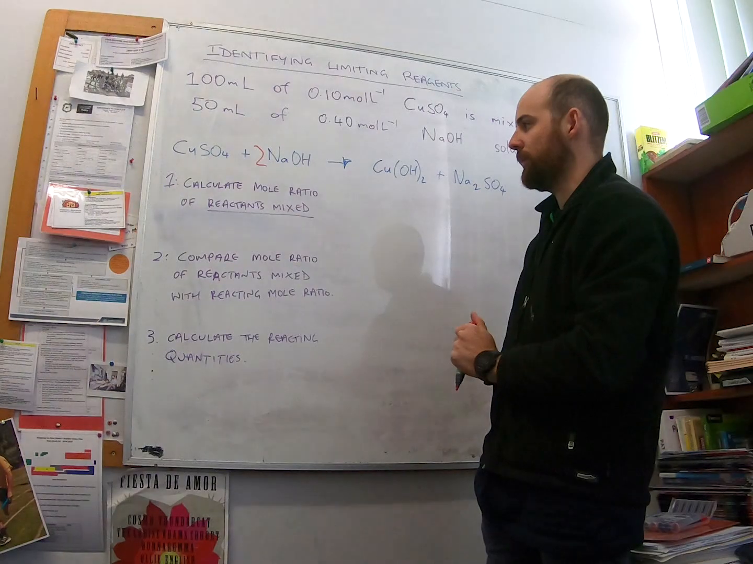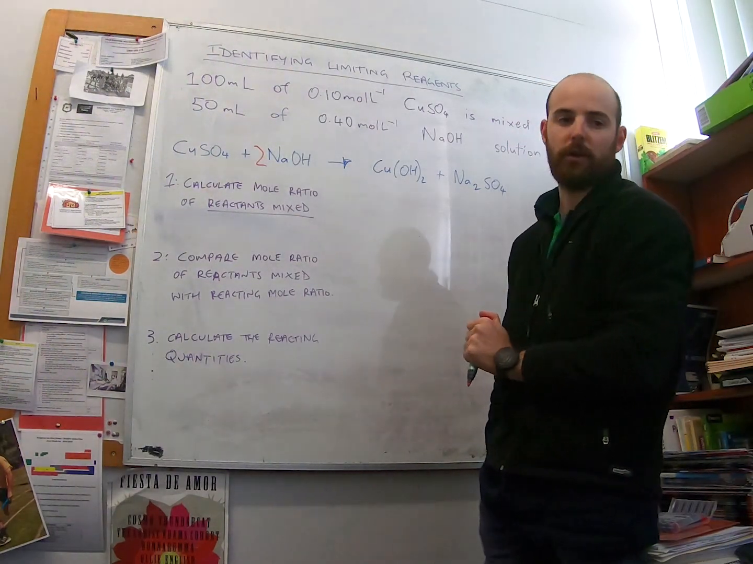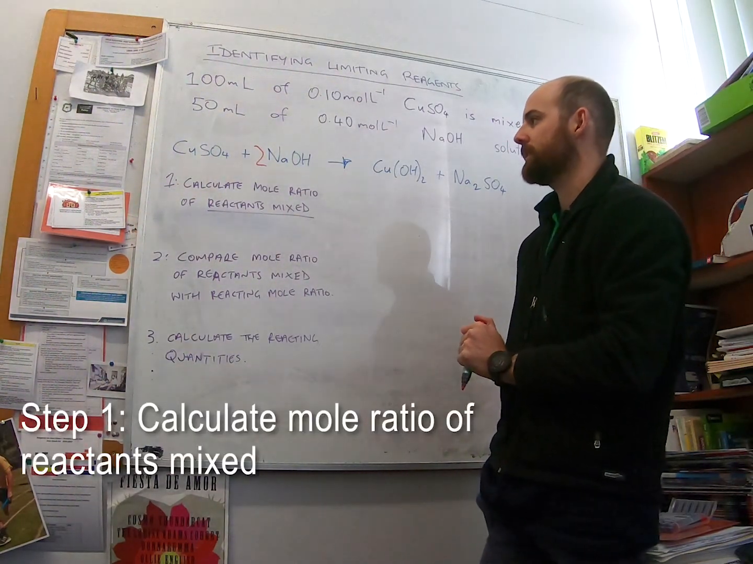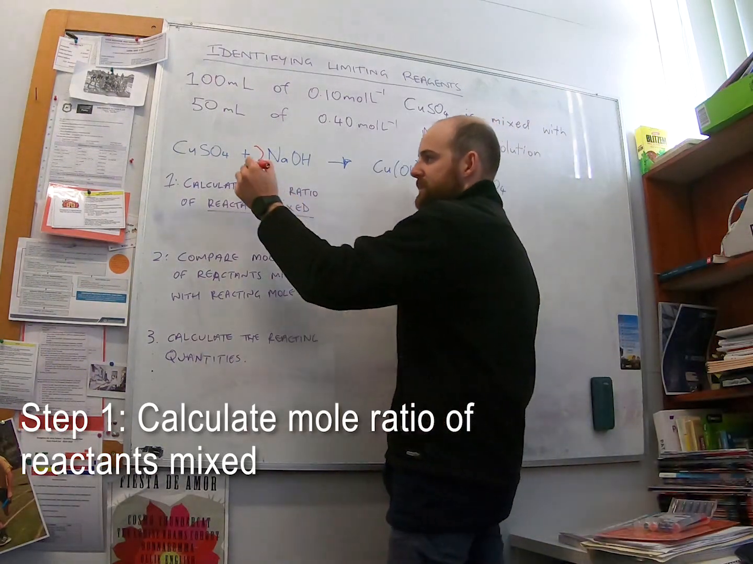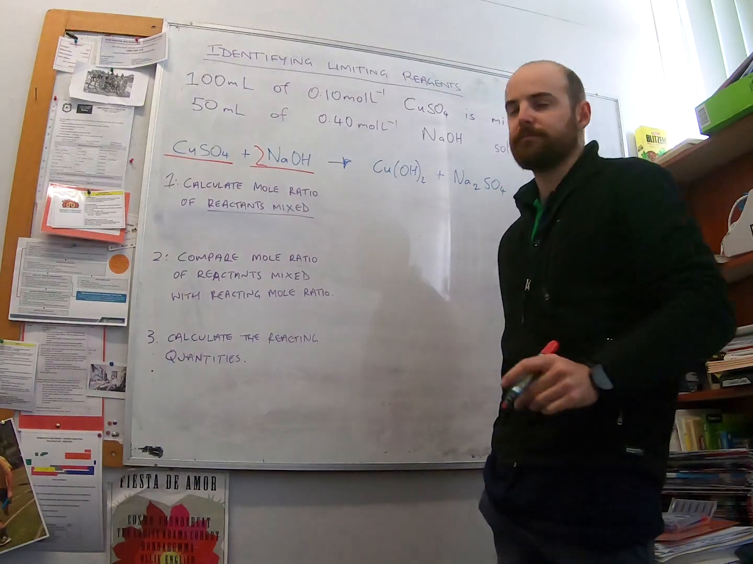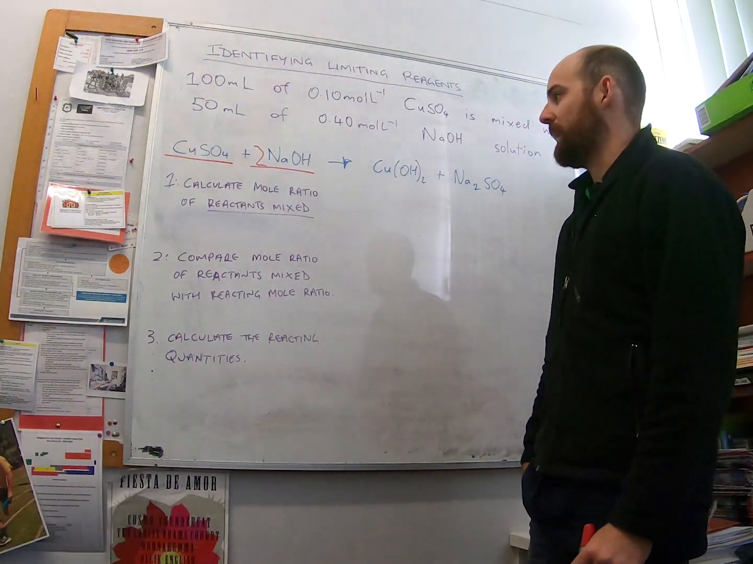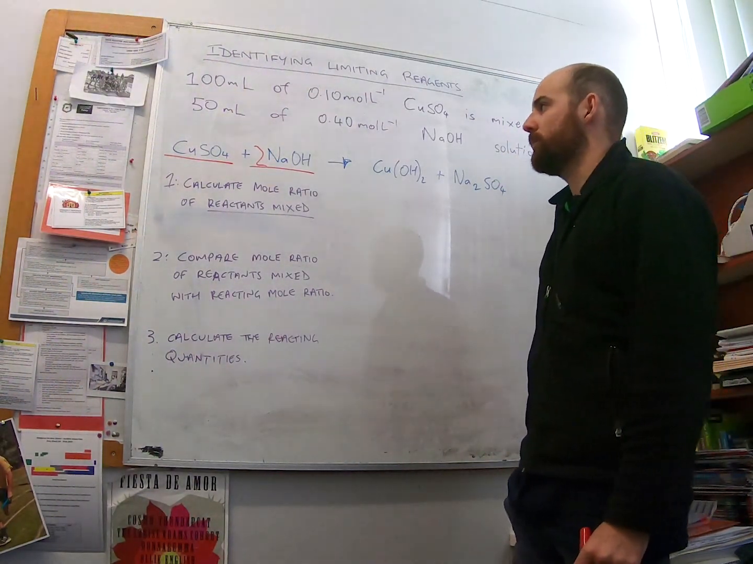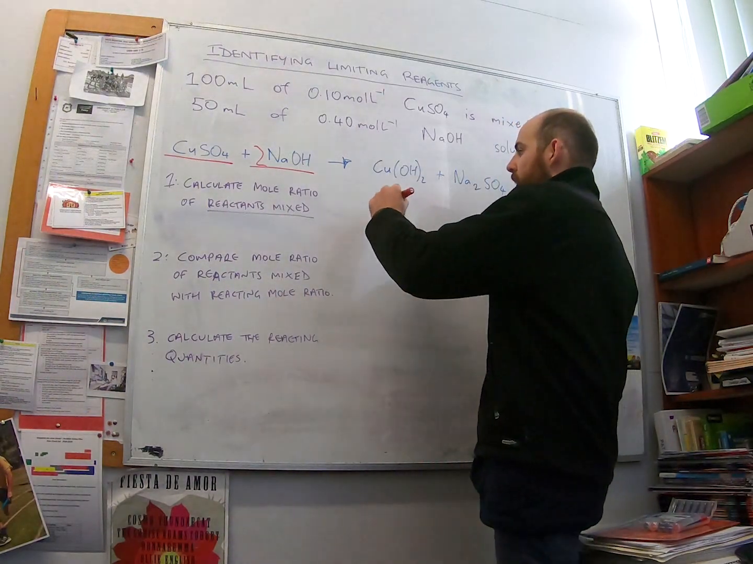So the first thing we're going to do is calculate the mole ratio of our reactants that are mixed. Our reactants mixed are our copper sulphate and our sodium hydroxide. So to start with, we need to calculate the number of moles of copper sulphate.